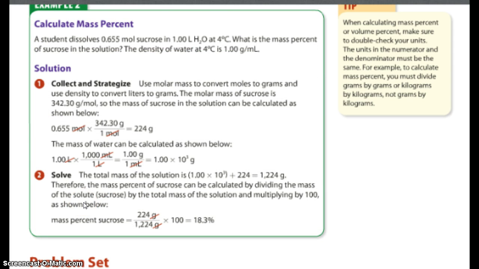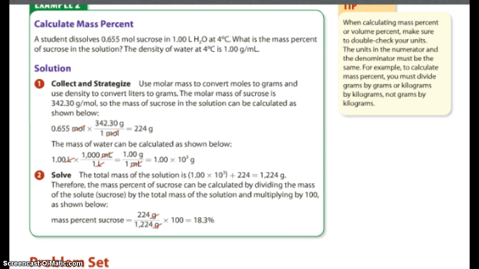Then solve. The total mass of the solution is the 1,000 plus 224. Remember, you've got to add these together. Therefore, the mass percent of sucrose can be calculated by dividing the mass of the solute, the sucrose, the 224, by the total mass, and then you multiply it by 100 to get a percent.